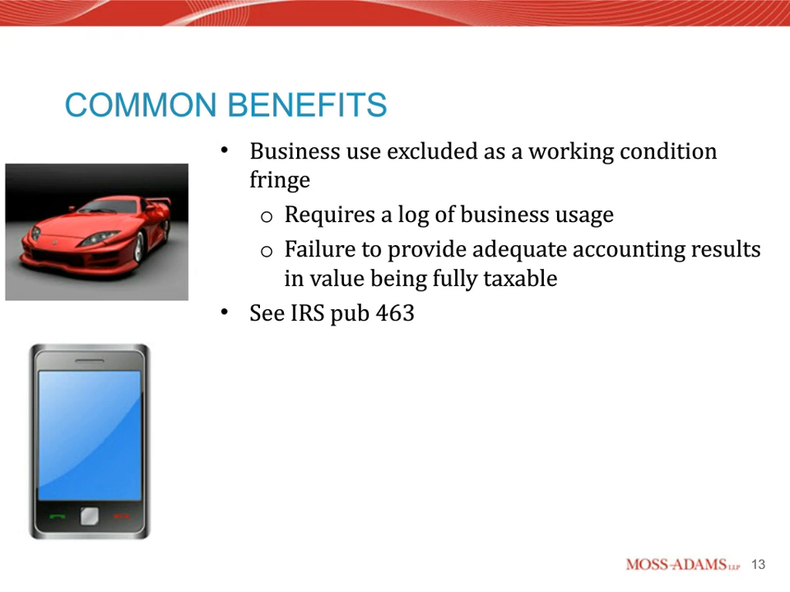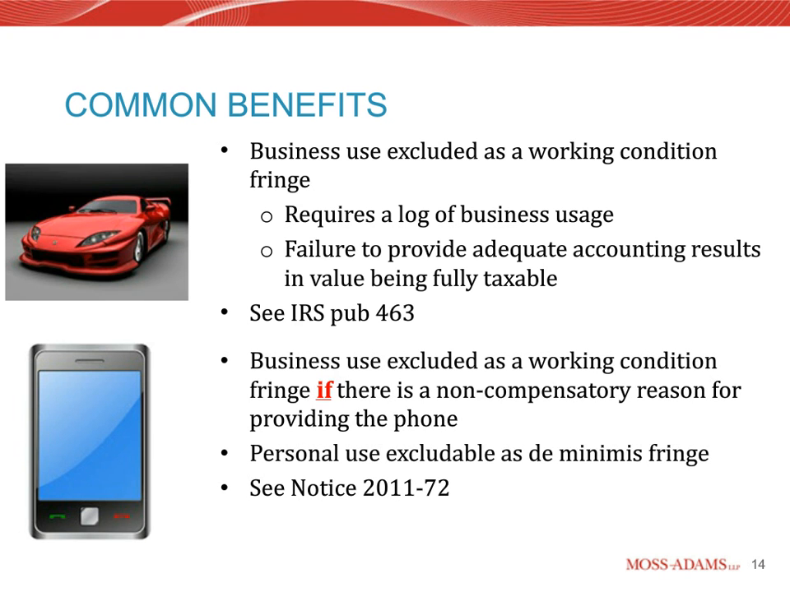Next is cell phones. Fortunately, in 2011, we got some good guidance from the IRS, finally. For the longest time, the cell phones had to have the same record-keeping requirement as the cars, which was ridiculous. So they came out in 2011. I've got the notice number at the bottom there, that the business use of cell phones is going to be excluded as a working condition fringe if there's a non-compensatory reason for providing the phone.